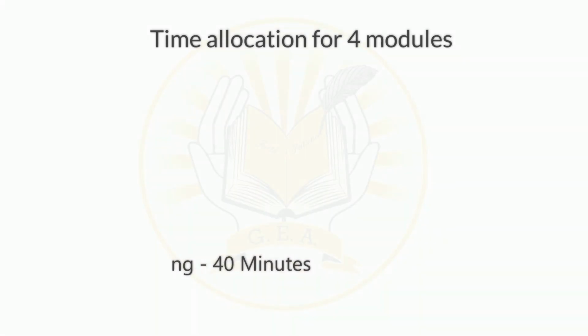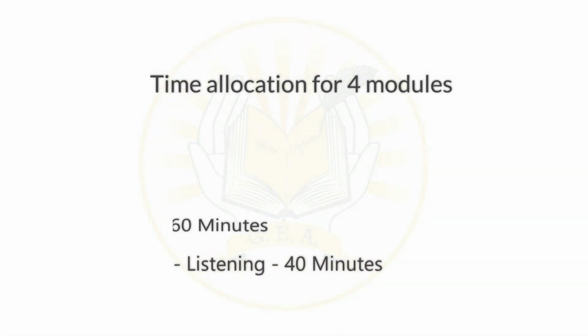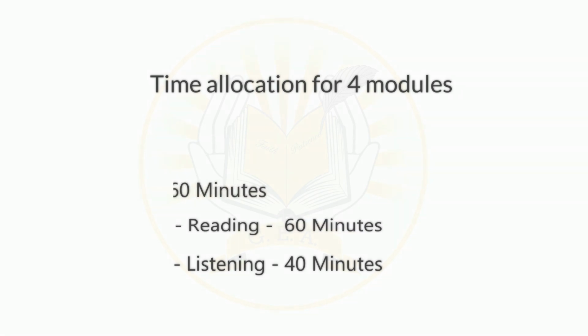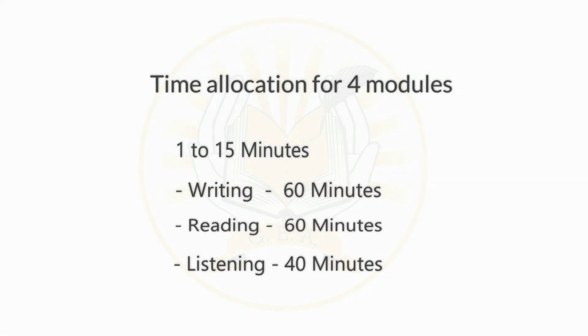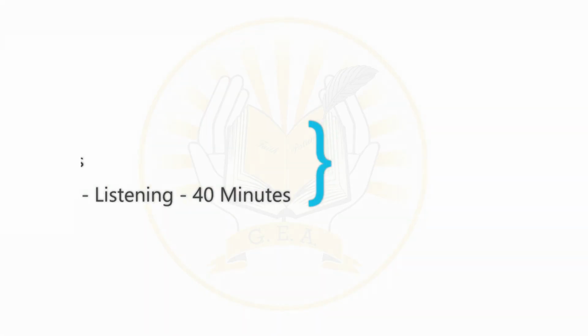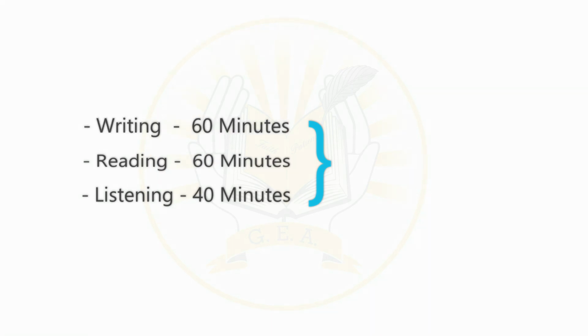First of all, we'll discuss the time allocation for all the 4 modules. It's 40 minutes for your listening, 60 minutes for reading, 60 minutes for writing, and 11 to 15 minutes for speaking. For the first 3 modules, that is listening, reading and writing, it is 2 hours 40 minutes in total, that is 160 minutes.